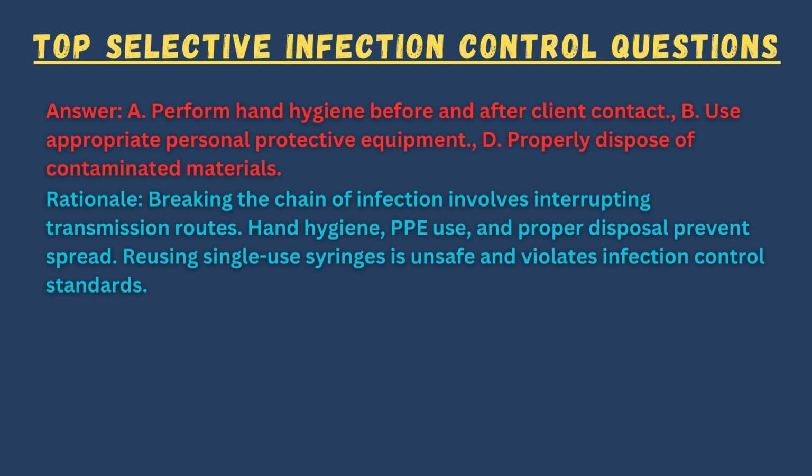Answer. A. Perform hand hygiene before and after client contact. B. Use appropriate personal protective equipment. D. Properly dispose of contaminated materials. Rationale. Breaking the chain of infection involves interrupting transmission routes. Hand hygiene, PPE use, and proper disposal prevent spread. Reusing single-use syringes is unsafe and violates infection control standards.